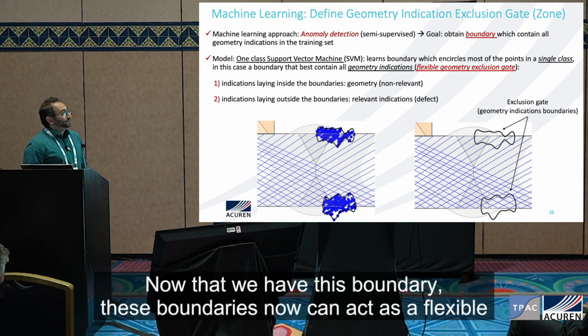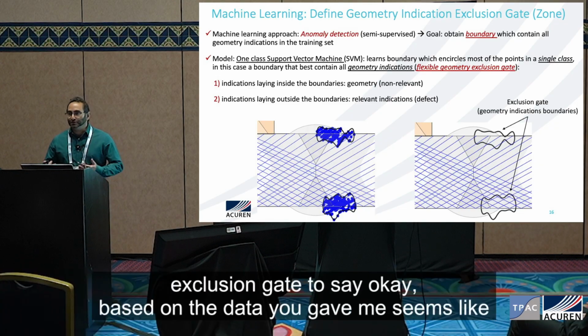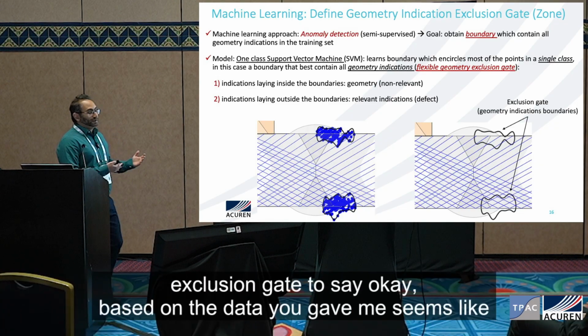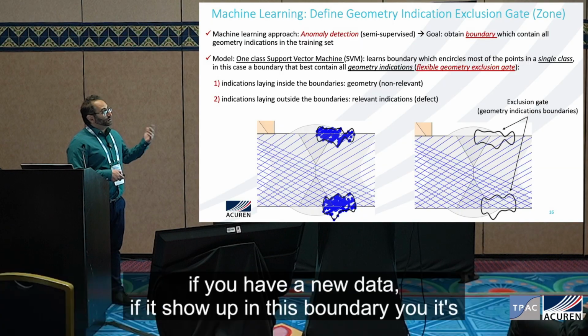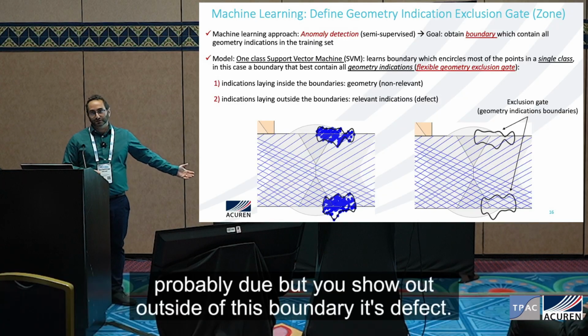Now that we have this boundary, these boundaries can act as a flexible exclusion gate to say, okay, based on the data you gave me, if new data shows up inside this boundary, it's probably geo. But if it shows up outside of this boundary, it's a defect.